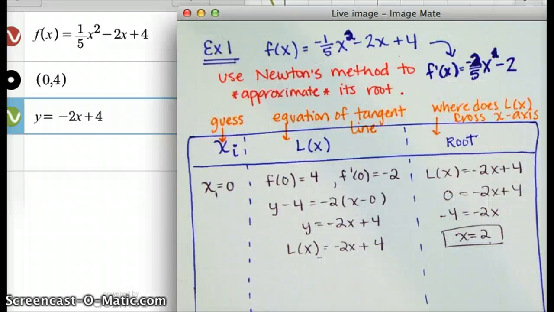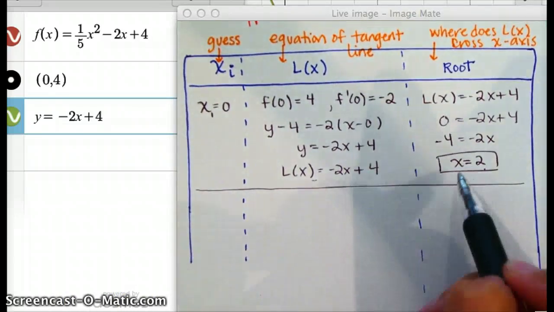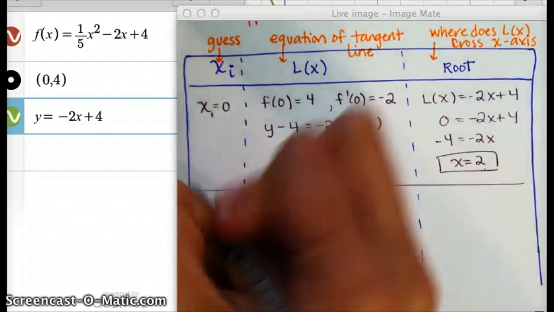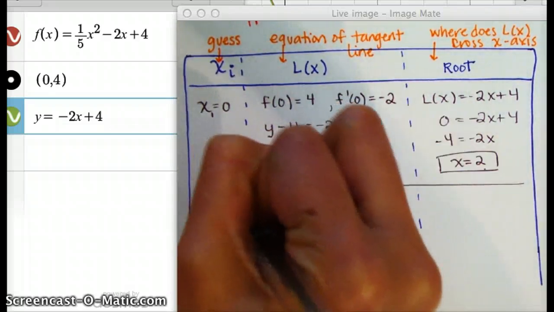Here's the next step. We're going to repeat this whole process using this new x value. We'll set up the algebra first, and then I'll go back to the graph and show you why. Go ahead and set up a new row. And take x equals 2 to be your second x value. We'll call it x sub 2, and it equals 2.